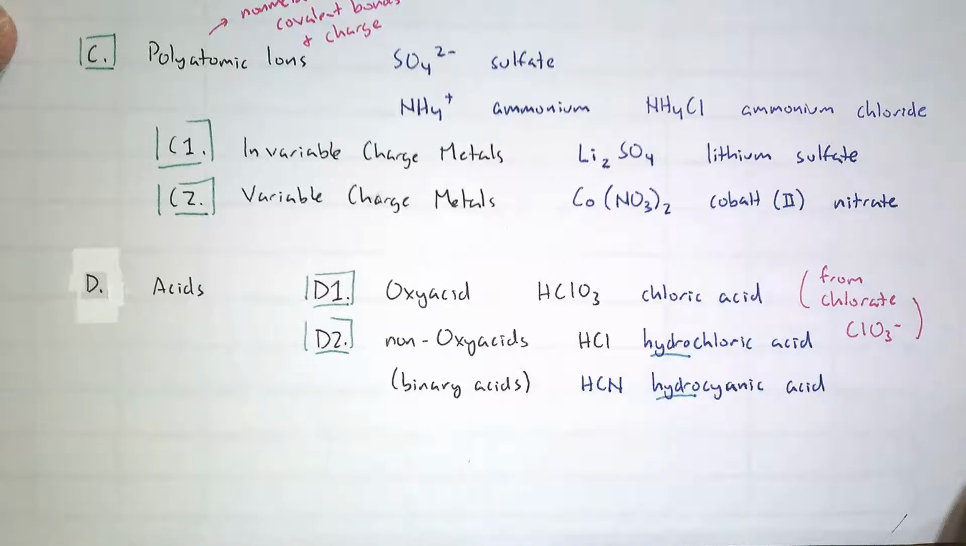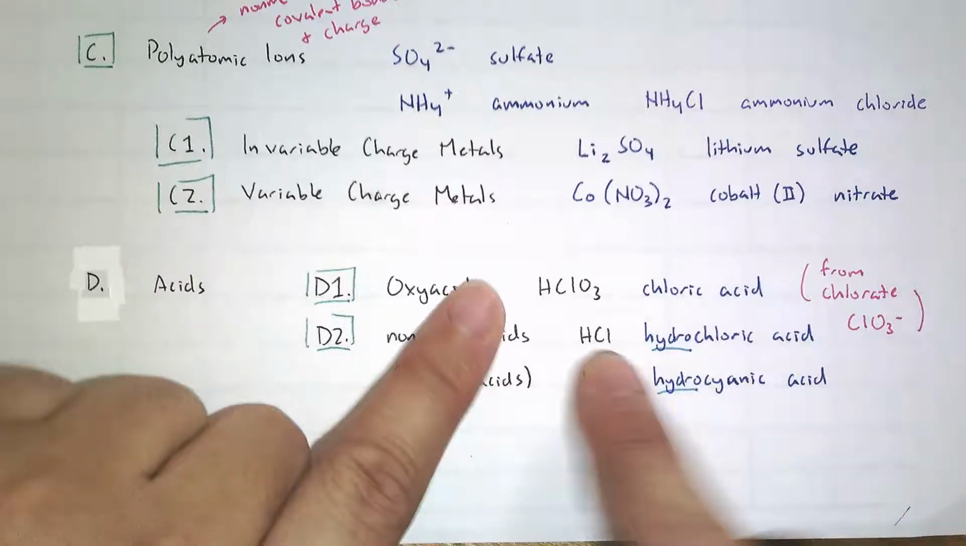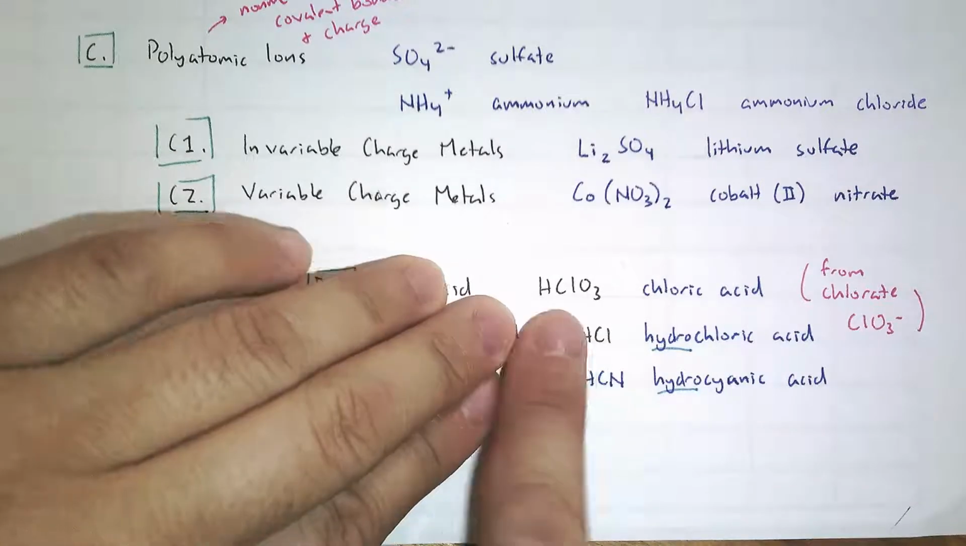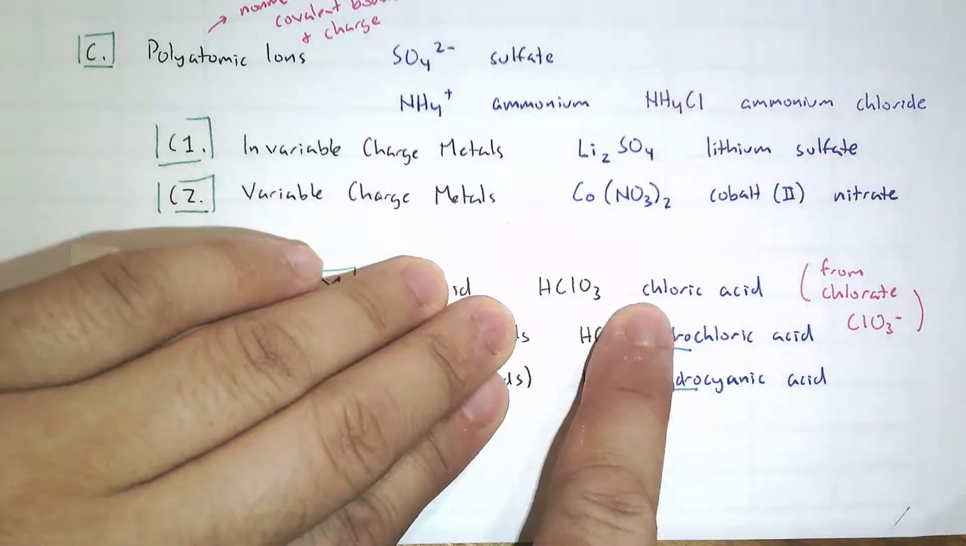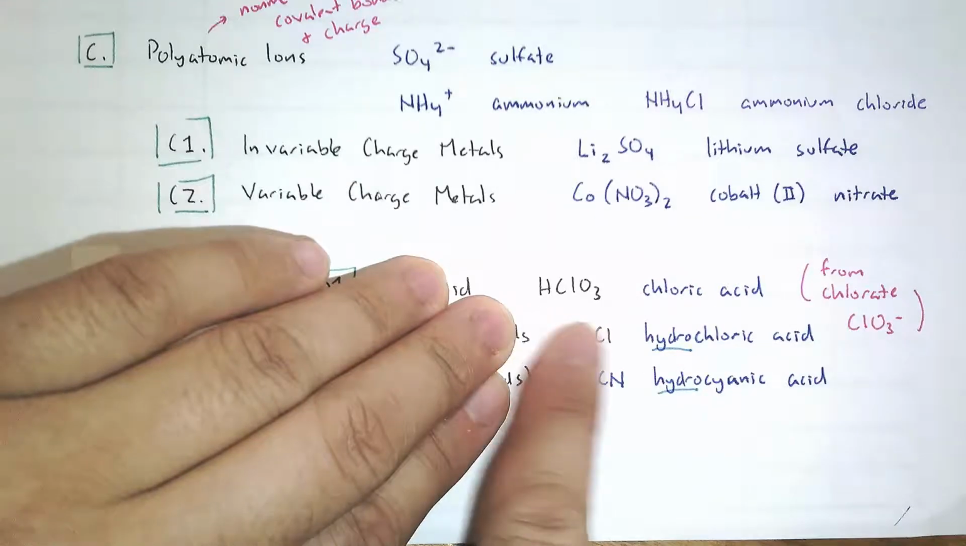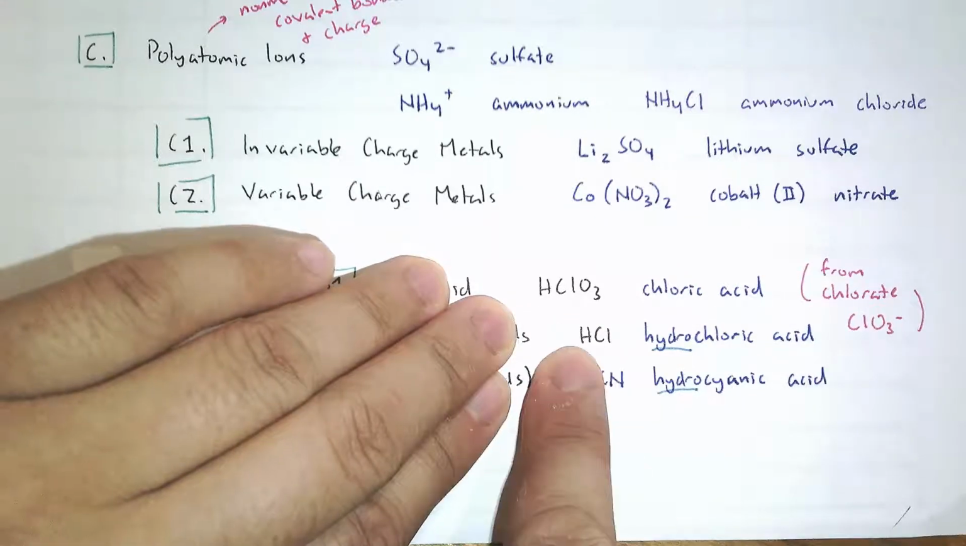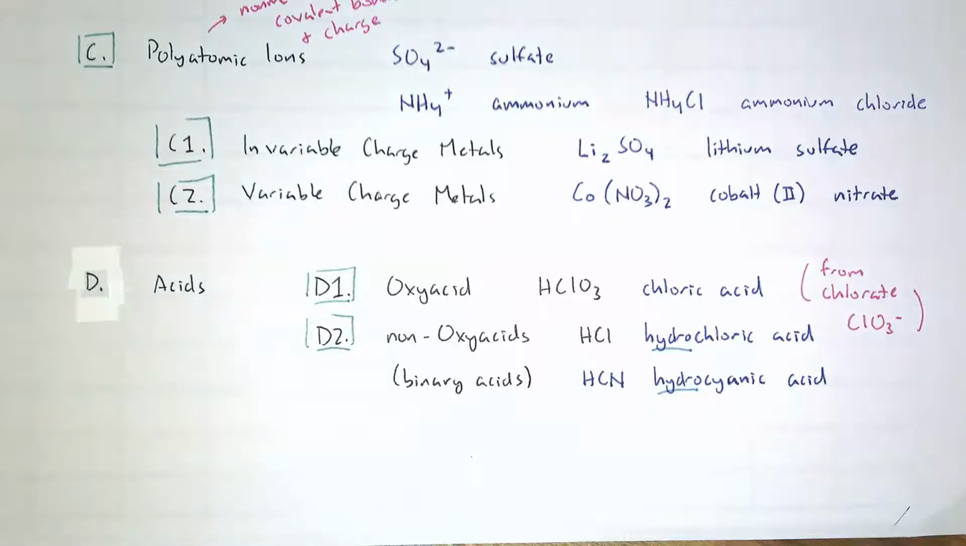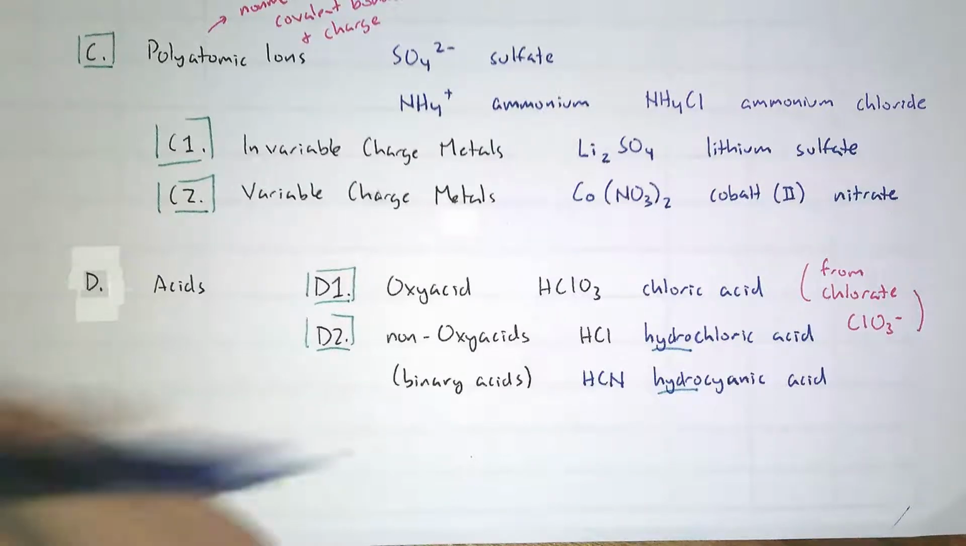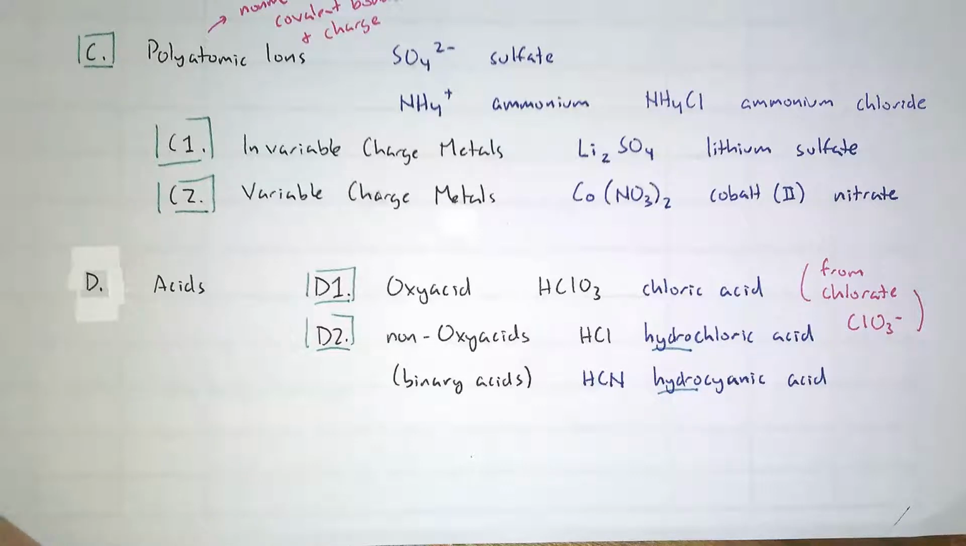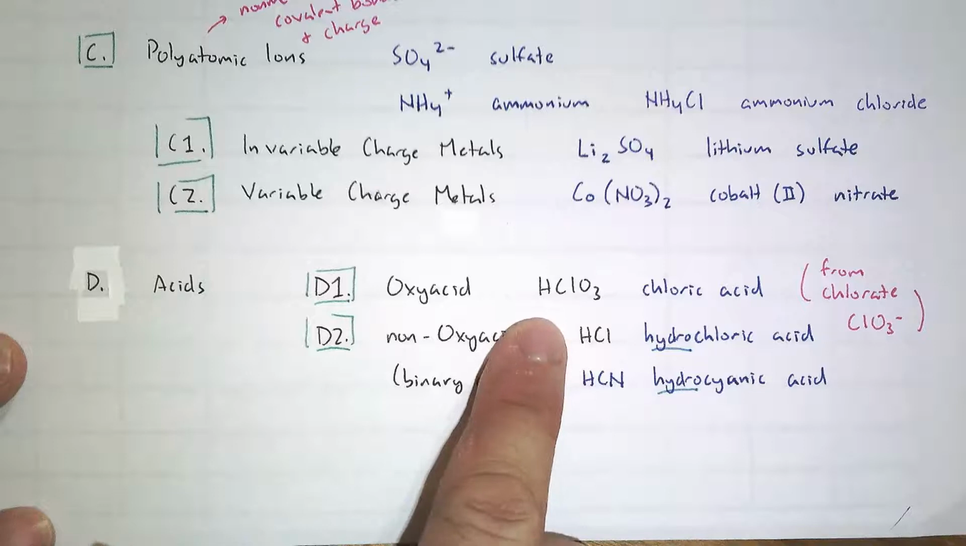Just as a little tip, this is very common on an exam because it's tricky. You have chloric acid, HClO3, and you have hydrochloric acid, HCl. Another trick, I'm not going to write them down here, but there's an acid called sulfuric acid, and there's another acid called hydrosulfuric acid, and you would have to know how to draw the chemical formula.